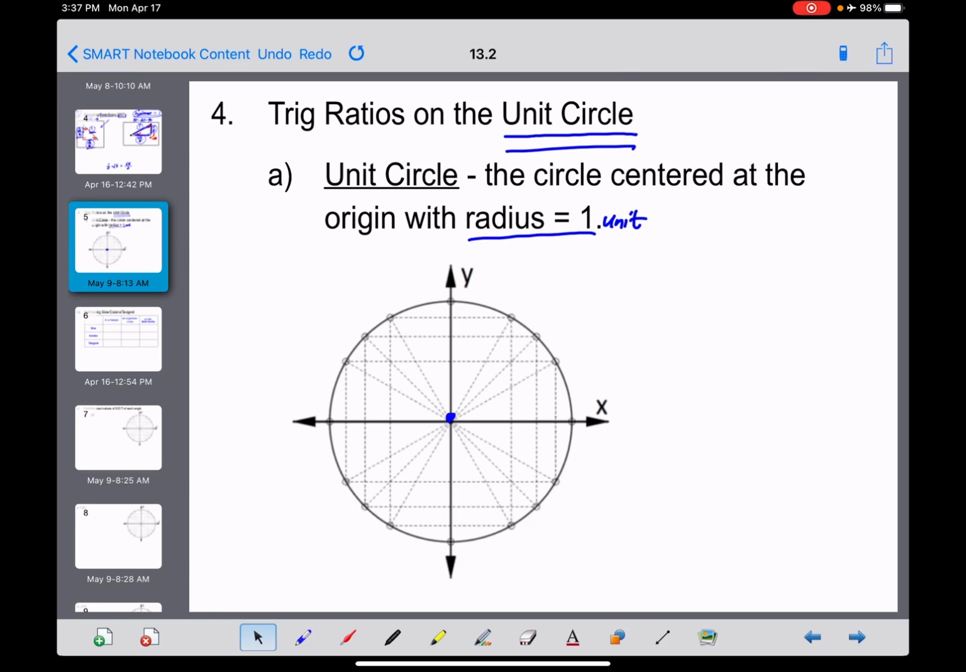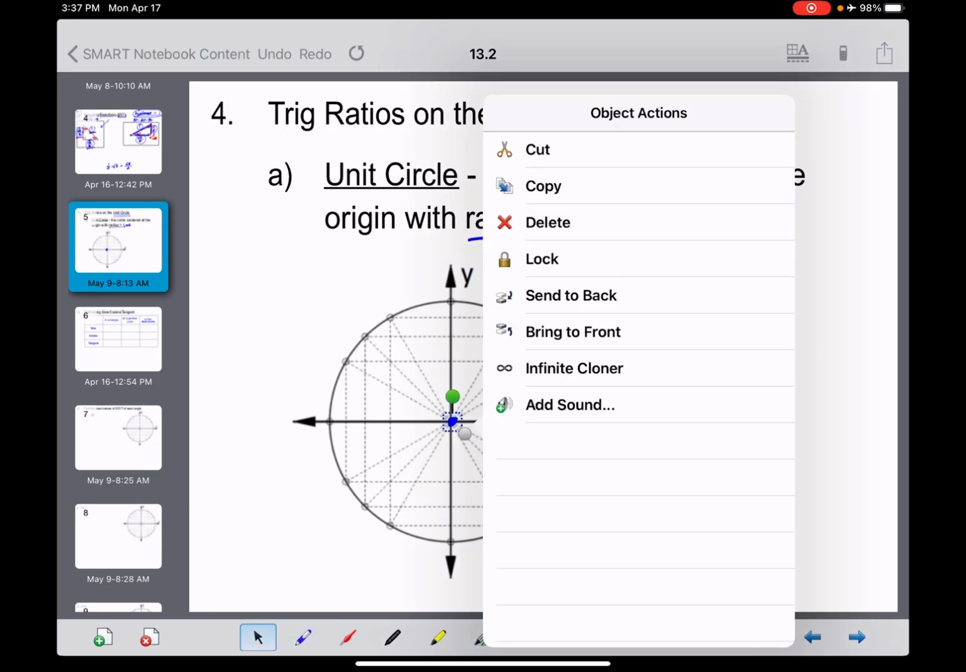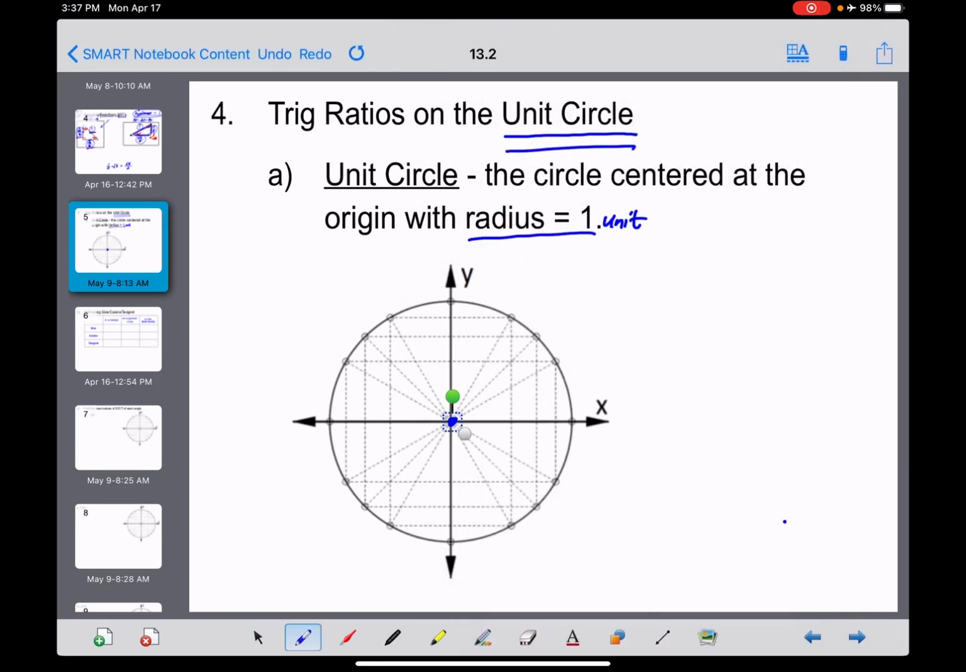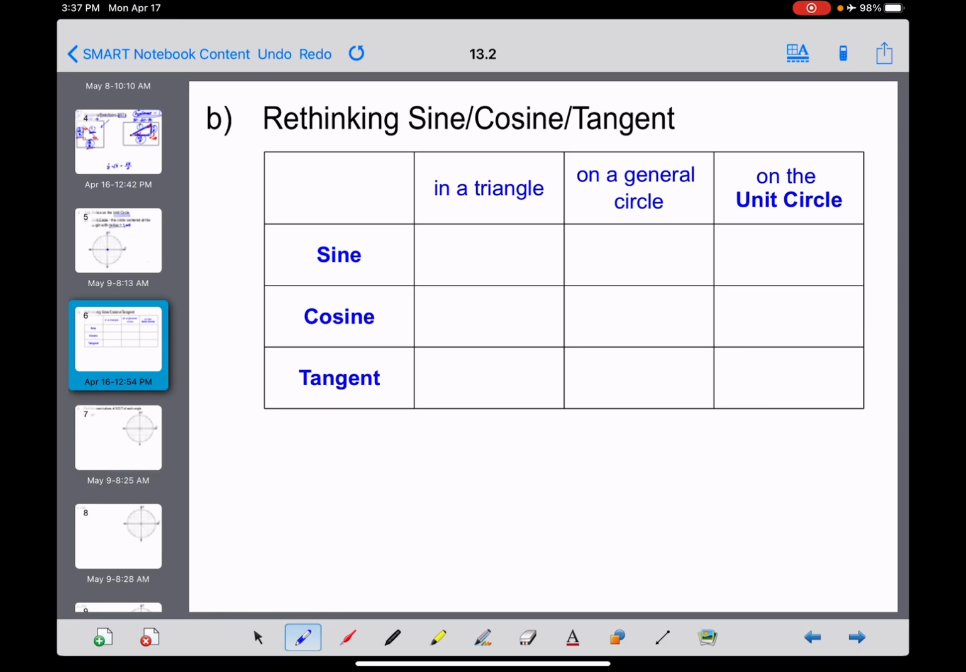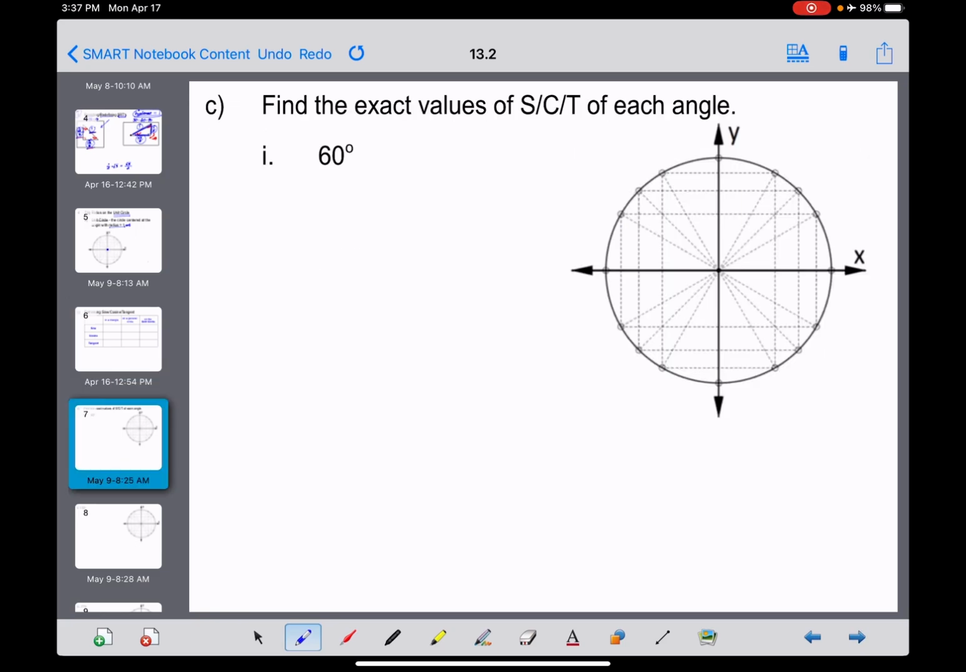Its center is at the origin. Center is at the origin, and its radius is equal to 1. Okay, so with that in mind, let's see what we can do now with this unit circle. What's a little scary sounding about this, oh wait, I lied, is that in a minute, we're going to start doing problems like this. Without a calculator, we're going to be able to find the exact values of sine and cosine and tangent of 16 different angles that are located on that unit circle.